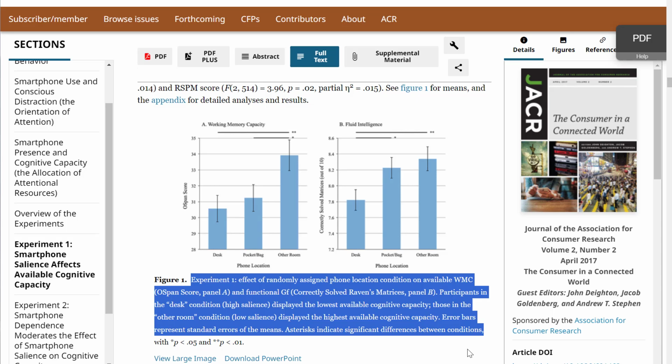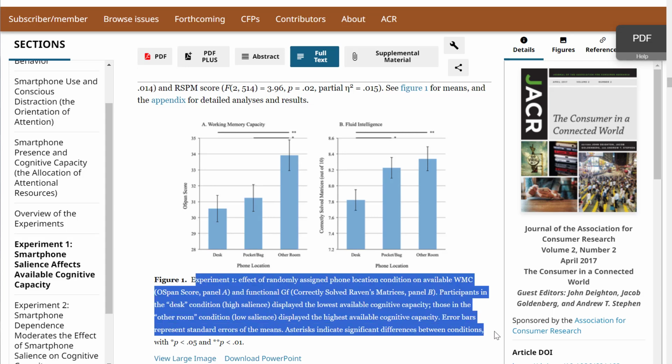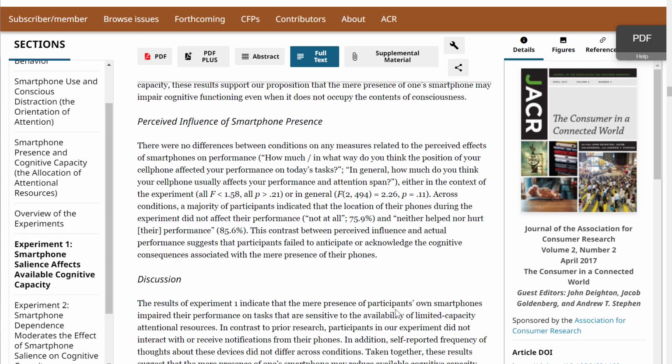The participants in the desk condition, which would be high salience, they know their phone's there, displayed the lowest available cognitive capacity. Those in other room condition displayed the highest level of available cognitive capacity. So that would be a nice way of summarizing the results. So hopefully you don't have to look for that too much.